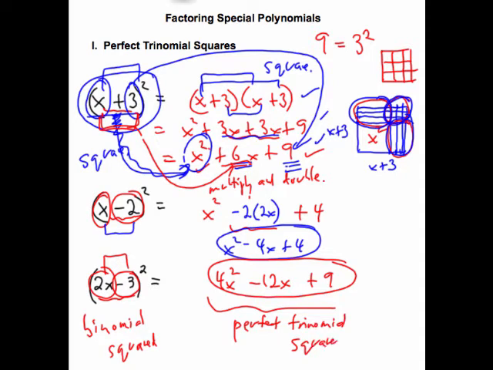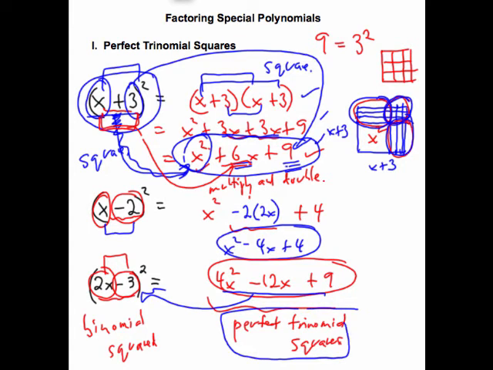Because if we were to go in reverse, which is where we're headed with this, this trinomial factors perfectly into a binomial squared. It's a perfect square. So what do we notice about all of these answers? How are we going to be able to identify when something's a perfect square and when it's not?